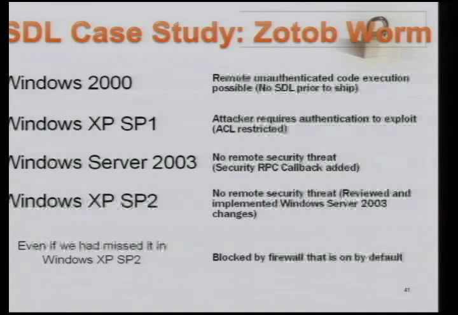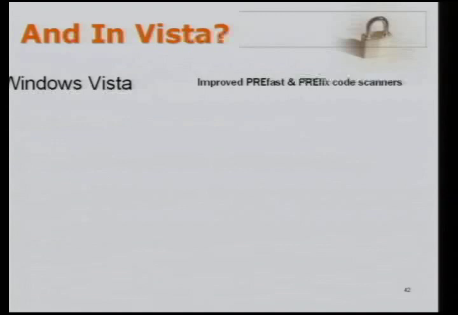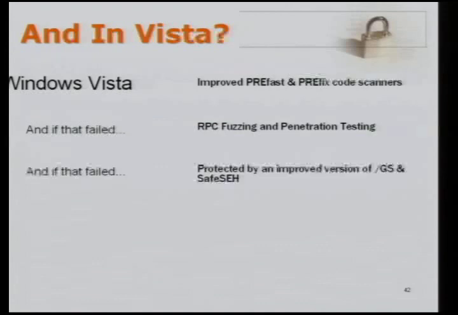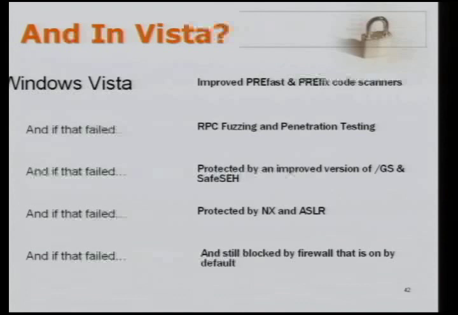Now imagine that vulnerability was still present in Windows Vista. In Windows Vista, we've improved PREfix and PREfast code scanners to recognize a much broader array of common coding patterns, and use SAL to help find those defects. Even if that failed, we did RPC fuzzing and penetration testing of RPC interfaces to go after and find these defects. And even if that process didn't find that particular defect, the code is protected by an improved version of /GS and SafeSEH. Even if that failed, services are opted into NX by default and are using ASLR. And even if that failed, it's still blocked by the firewall that's on by default.